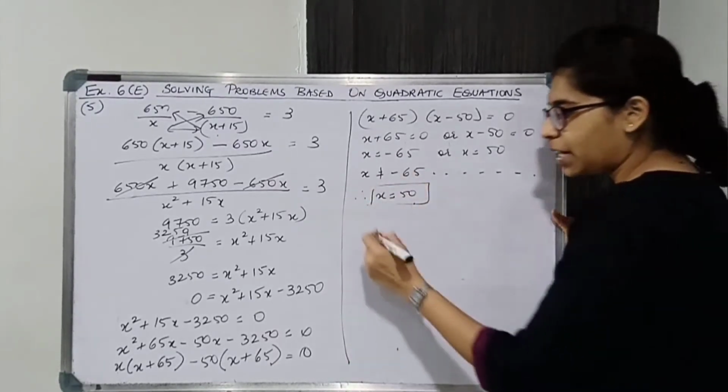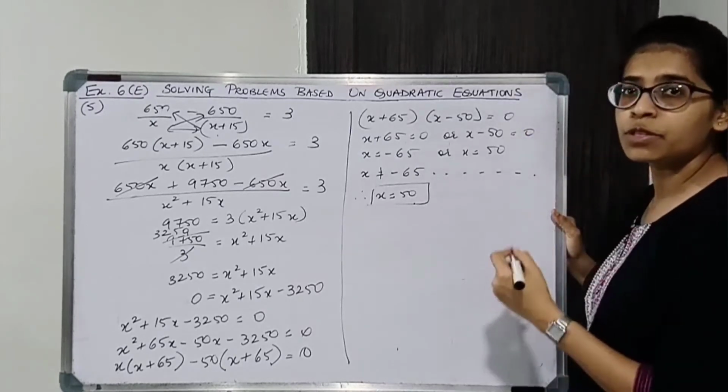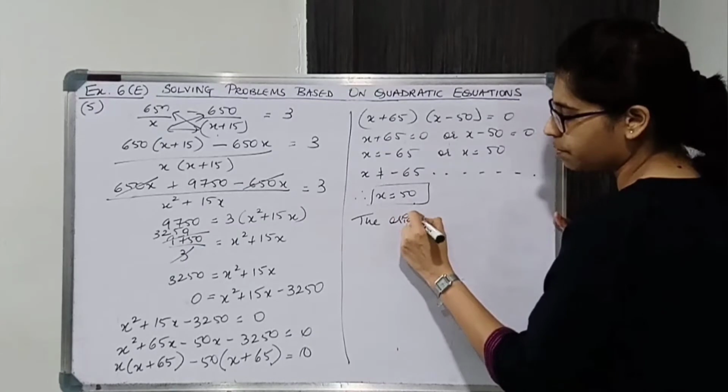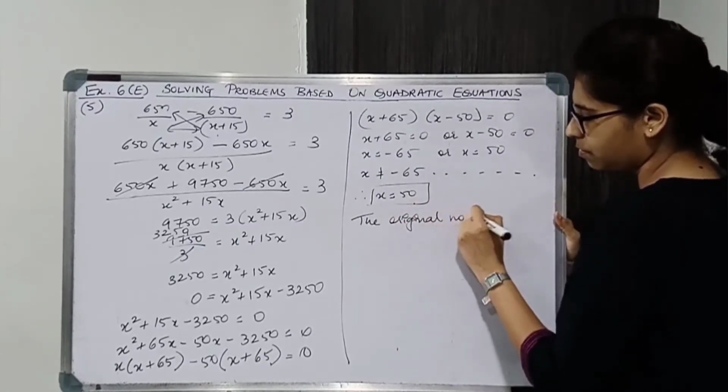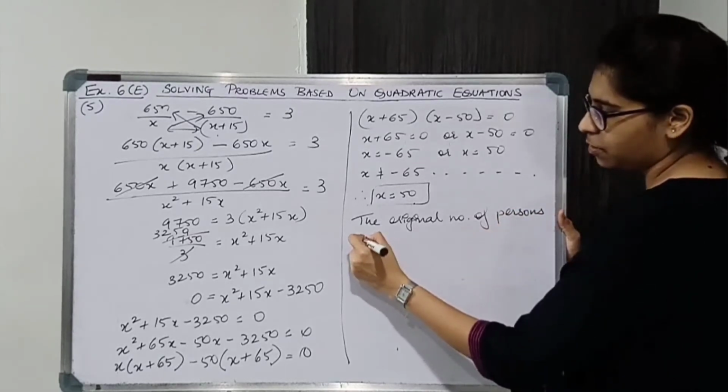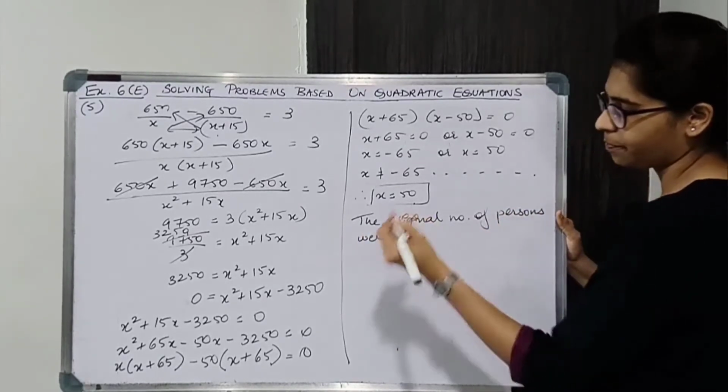Okay. So write down the statement: the original number of persons were 50. Okay.